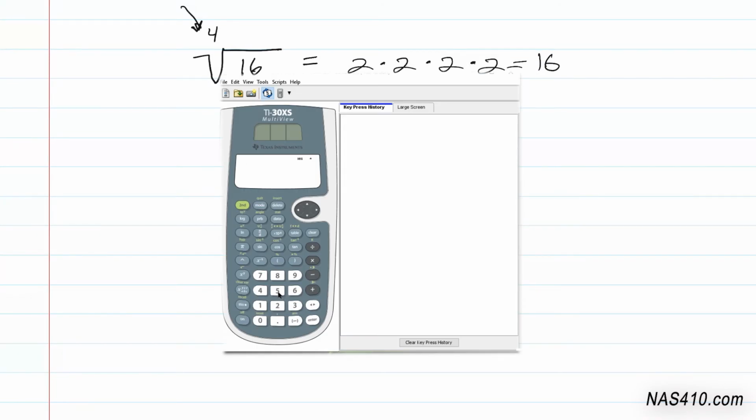All right, let's say I just want to square something. So let's say I want to figure out what 5 squared is. I push 5 and the x squared button, hit enter, and I get the result. And so this button here is just a quick way to square things if all you're doing is squaring. 9 squared, enter, I get the result.